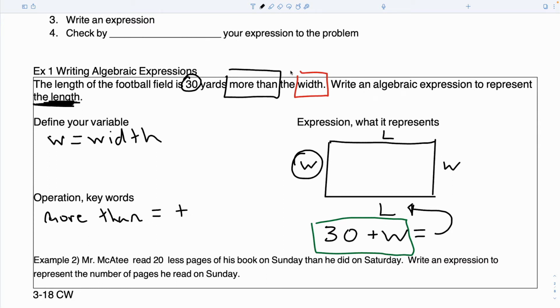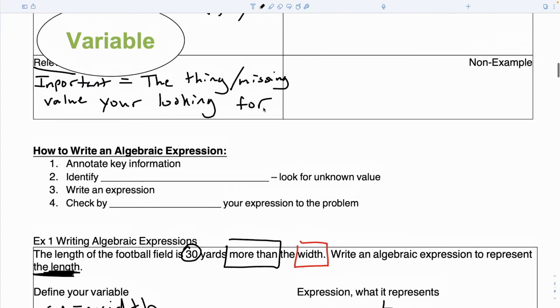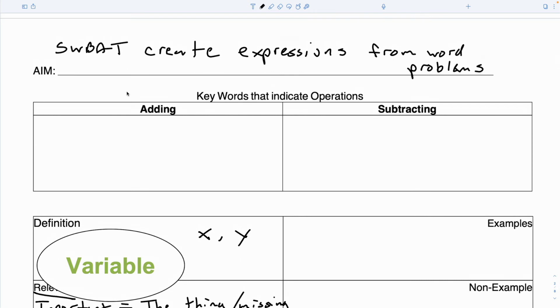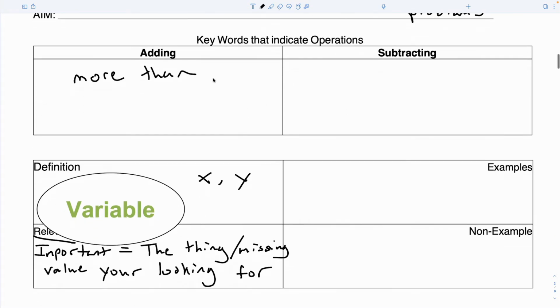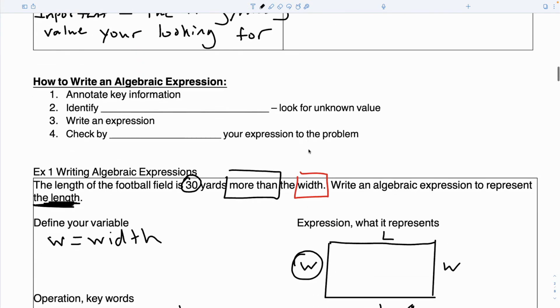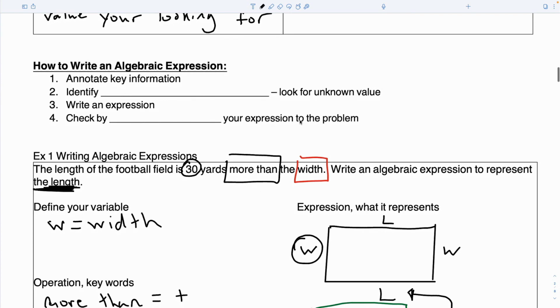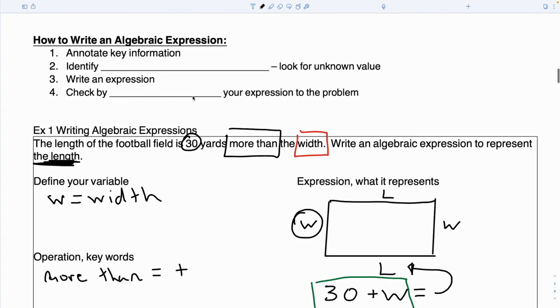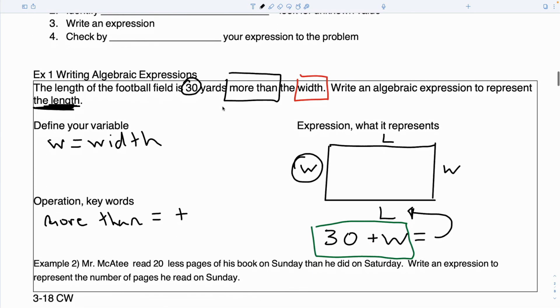Anything else? I think that's about it. Head up to your box where it says adding and add that keyword. "More than" goes here. Every time we finish an example, we're going to go up and jot down that word in either add or subtract. Yeah, Jameson. In the adding box, I put "some," "add," and "more."